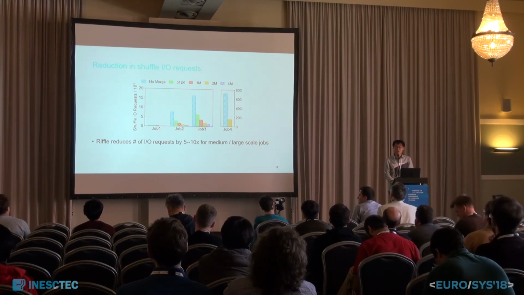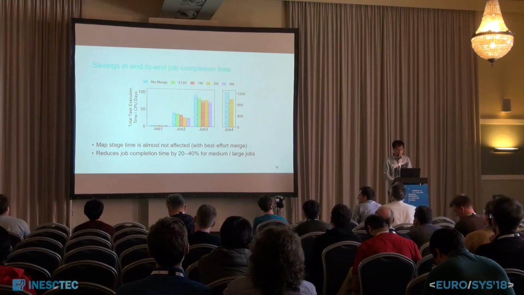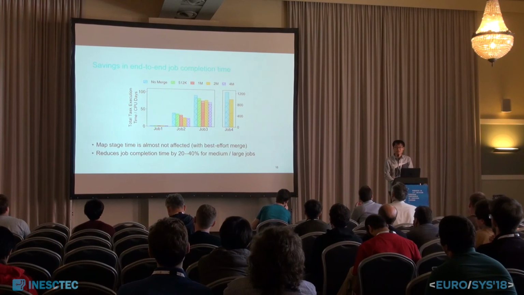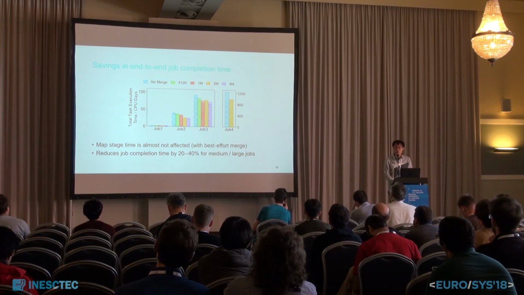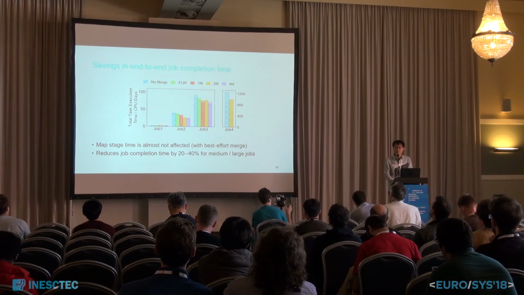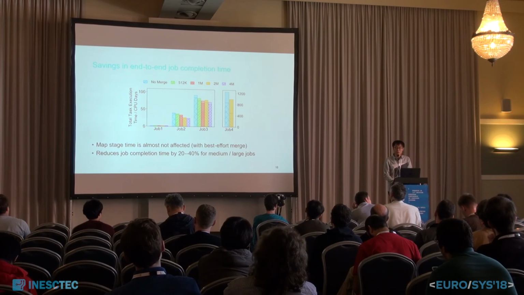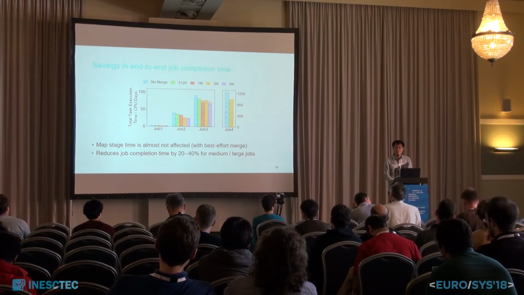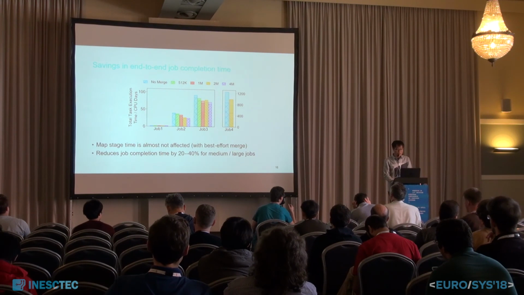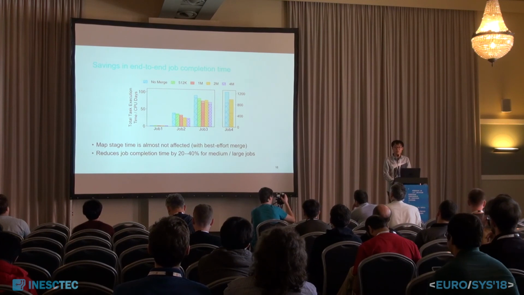To look at how this converts to the end-to-end job completion time, here is the result. The y-axis in this graph shows the total task execution time in terms of CPU days. On each bar, the top part without the hatches is the map stage time, and the bottom part of the bar with the hatches is the reduce stage time. With best effort merge enabled, the map stage time is almost not affected, but there is a huge saving in the reduce stage time. Overall, Riffle can effectively reduce the job completion time by 20 to 40% for medium to large scale jobs.